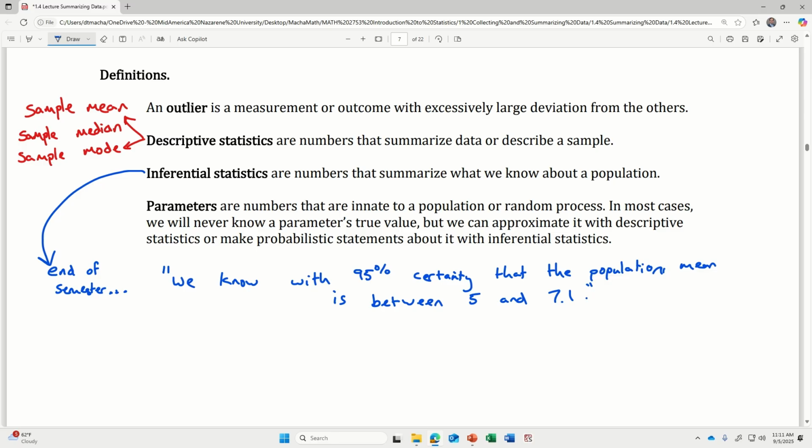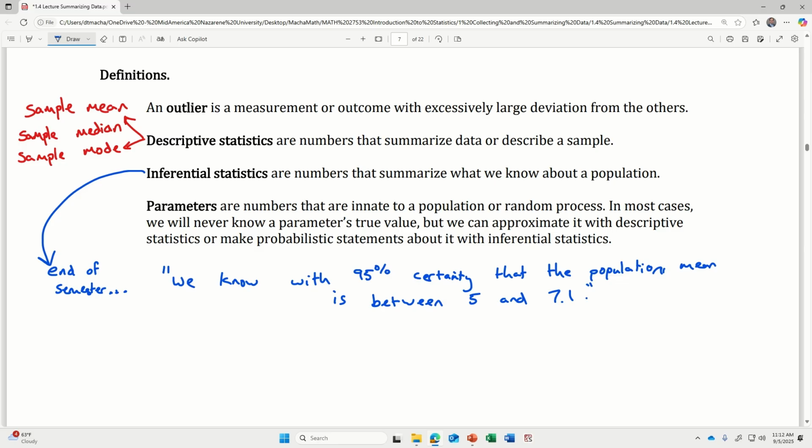So descriptive statistics are a way to summarize a data set. It's a way to summarize the measurements you take on a sample. Inferential statistics, if you hear somebody say the word inference, are numbers that summarize what you know about a population. Populations have innate characteristics called parameters. A population mean is an example of a parameter. And while we can't tell exactly what the population mean is, we're going to be able at the end of the semester to make inferences about it, like I know with 95% certainty that the population mean is between 5 and 7.1.